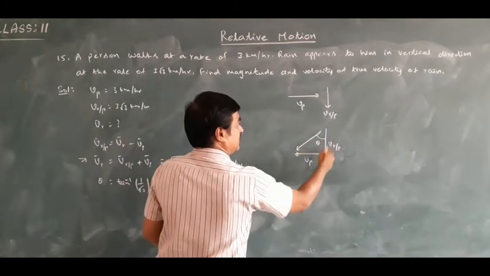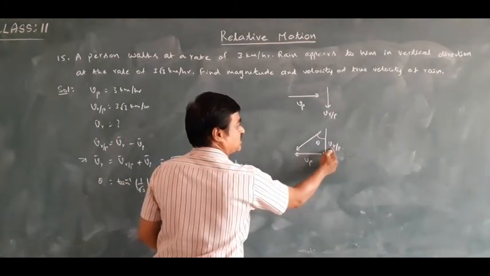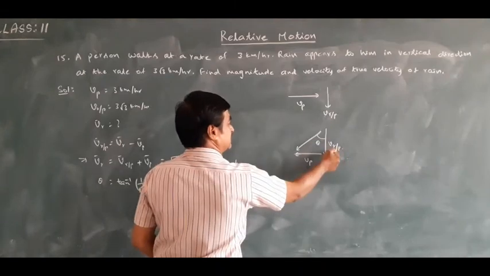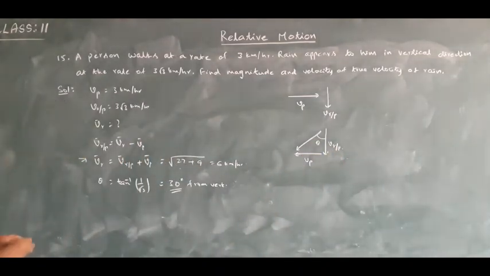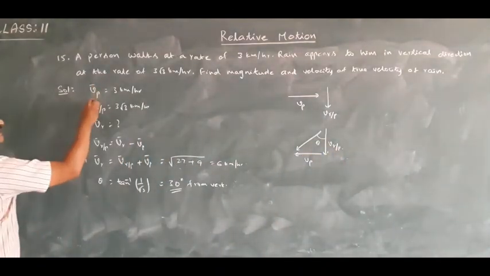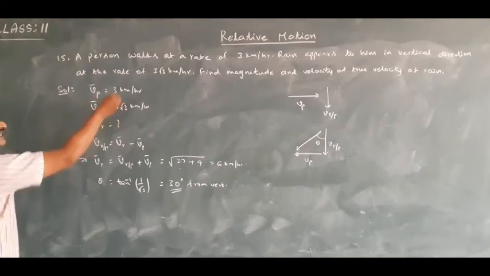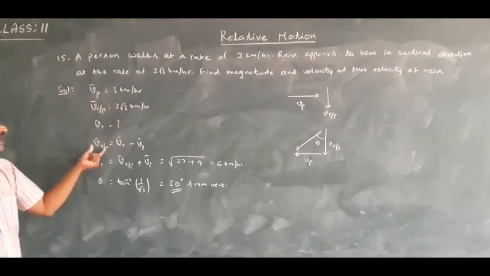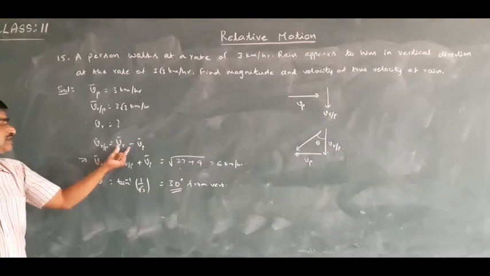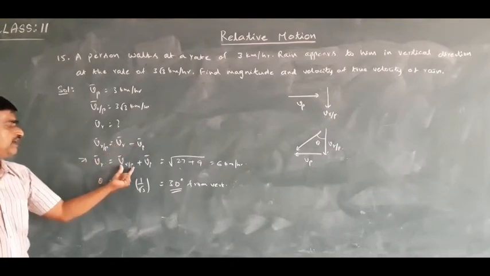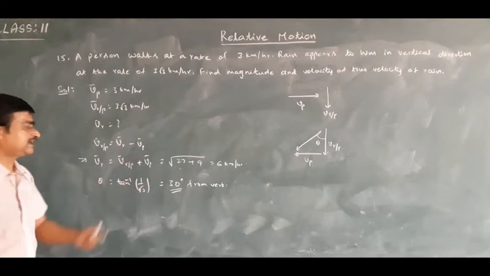See here. It appears to fall like this. Velocity of rain with respect to person is like this. Then we have velocity of person, velocity of rain with respect to person, and velocity of rain. Velocity of rain with respect to person is velocity of rain minus velocity of person. Therefore, velocity of rain is equal to velocity of rain with respect to person plus velocity of person.